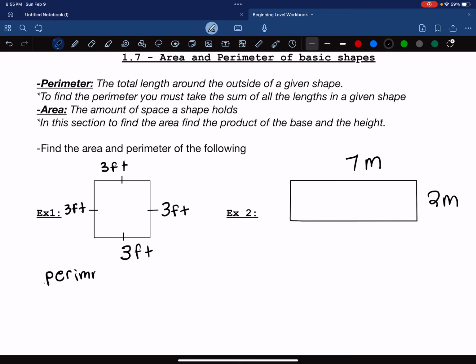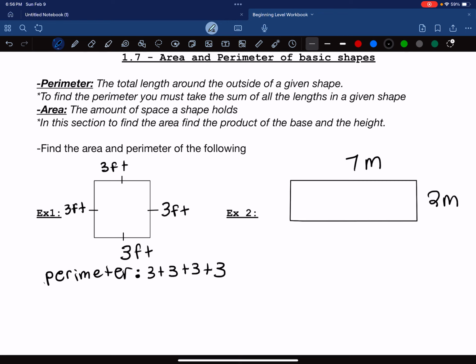So the perimeter. We know that the perimeter, as I said before, is the total length around the outside of a given shape. And it says here, to find the perimeter, you must take the sum of all the lengths in a given shape. So we know that this is a length, this is a length, this is a length, and this is a length. And we know that a sum means to add, so we're just going to add all the lengths together. So we're going to do 3 plus 3 plus 3 plus 3.